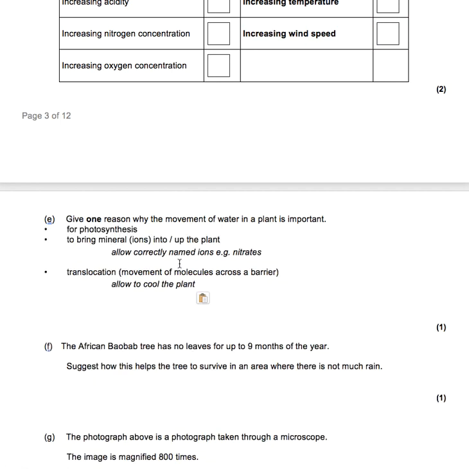You need it to bring mineral ions into the plant, through the plant. You might have talked about specific ions, nitrates, phosphates, potassium ions, for example, and translocation, the movement of molecules across barriers into cells, out of cells. That happens in solution, and so you need water for that too.